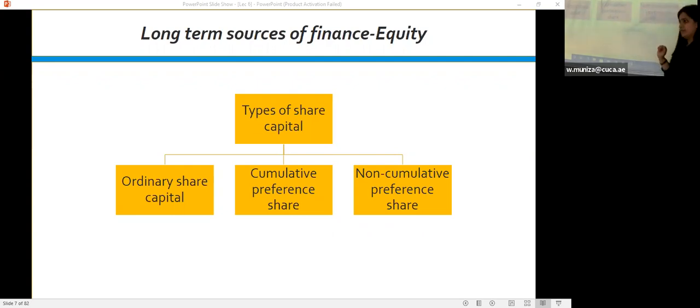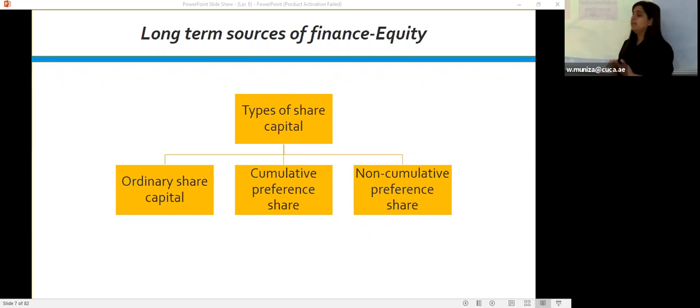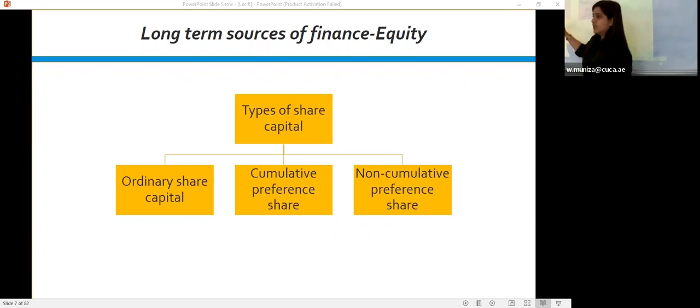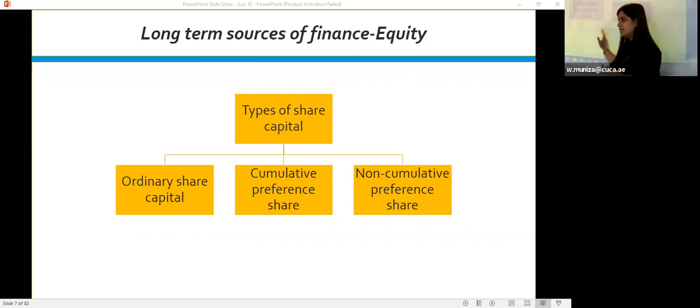Then come to the cumulative preference shares. These are the providers of finance in the company to whom we give priority over the other shareholders. Their dividend, if not provided in one year, is going to be accumulated in the next years. For example, we are not giving them any voting right, but if their dividend is not paid for three years consecutively, then they will be given the right to vote. They have priority in the dividend after paying the amount to the debt providers. The second in line will be the cumulative preference shares. Normally they do not have the right to vote, but if their dividend is accumulated for three consecutive years, then they start to have voting rights.